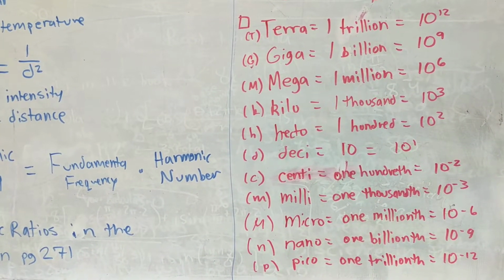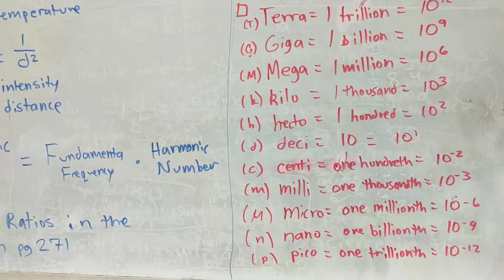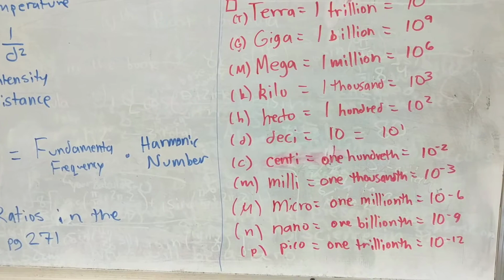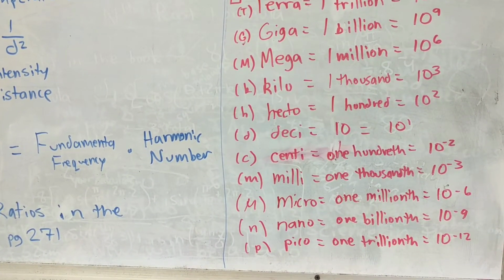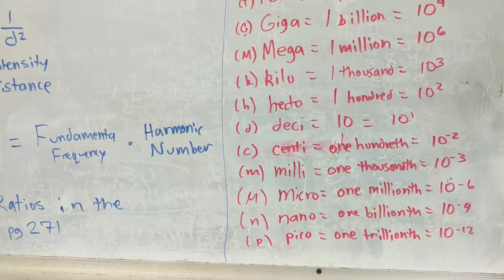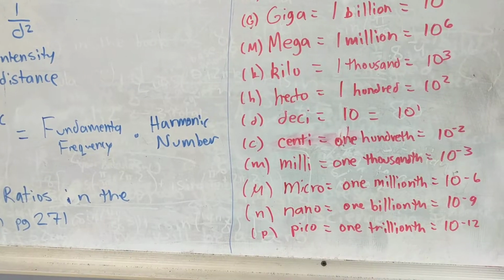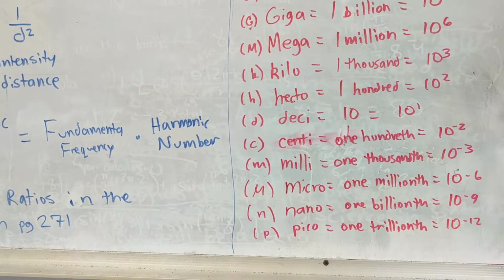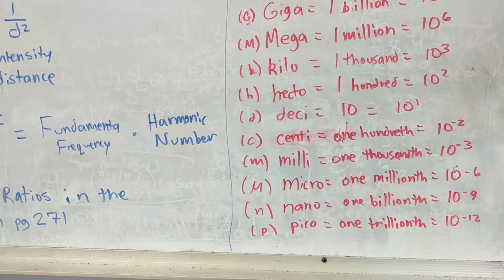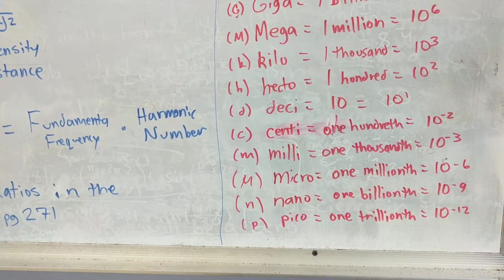Giga, symbolized by capital G, is 1 billion, or 10 to the 9th. Mega, symbolized by capital M, is 1 million, or 10 to the 6th. Kilo, symbolized by lowercase k, is equal to 1,000, or 10 to the 3rd. Hecto, lowercase h, 100, or 10 to the 2nd. Deka is 10, or 10 to the 1st. It's symbolized by da. Centi, symbolized by lowercase c, is 1/100th, 10 to the negative 2nd.